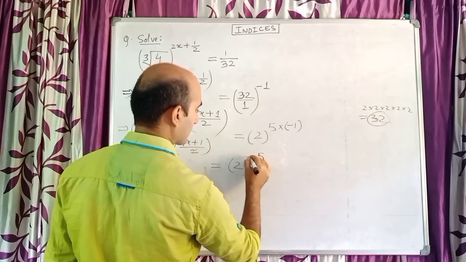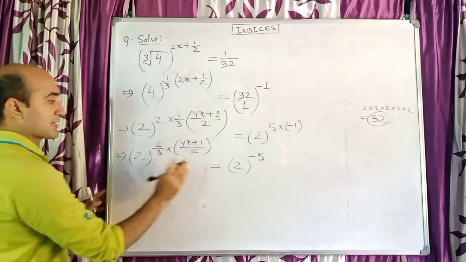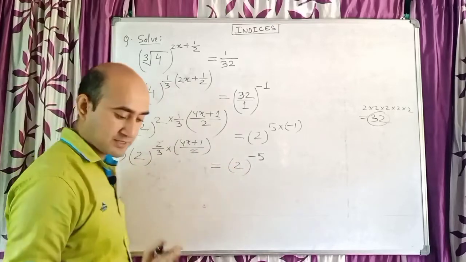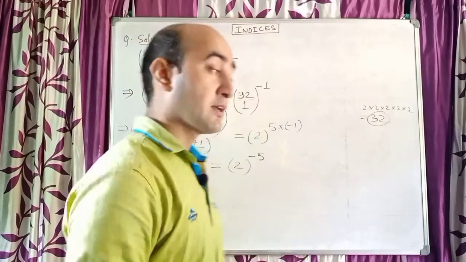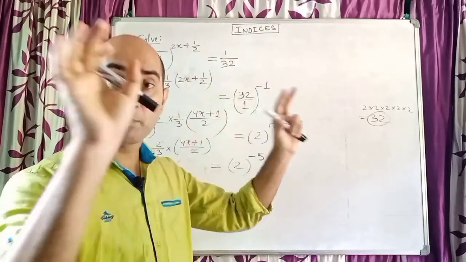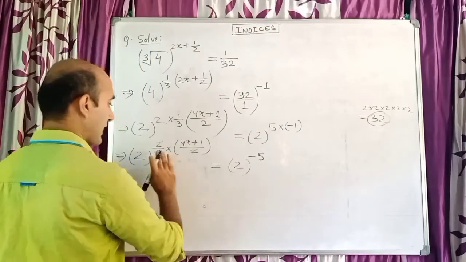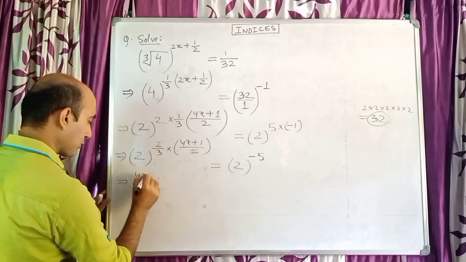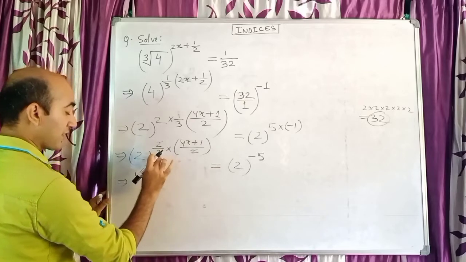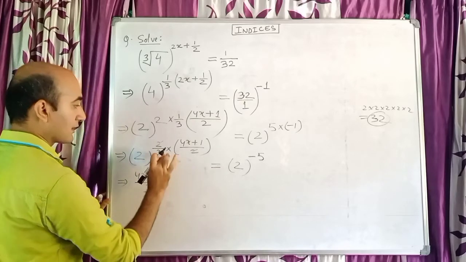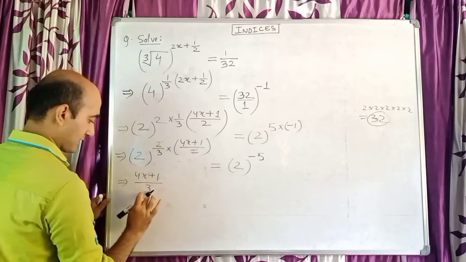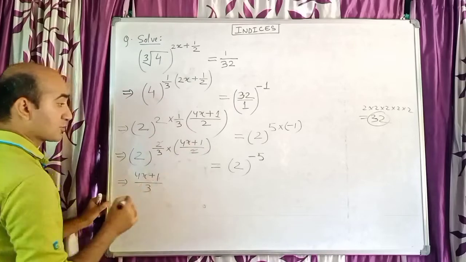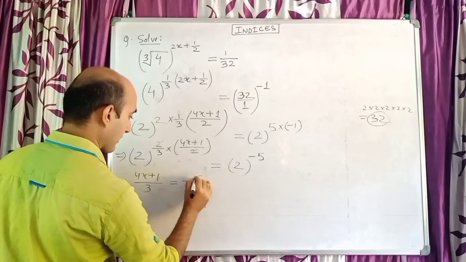Now children, you can see here both sides the base is 2, 2. So when the base on the left hand side and right hand side are the same, you can remove the base and write the powers equal. So we will remove this base and write the powers equal. So what is the power here? Power is 4x plus 1, and this is 3 in the denominator, you can write by 3 like this also. Here nothing remaining means 3 ones are 3. So the denominator is 3 and 4x plus 1 is the numerator, and it is equal to minus 5.